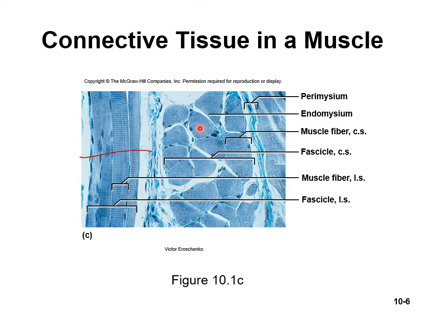So you can see the orientation of the muscle cells. Each one of these is a single muscle cell. Wrapped around that muscle cell or muscle fiber is the endomysium. And then you've got a whole bunch of muscle cells in a fascicle, and wrapped around that fascicle is this fibrous perimysium.